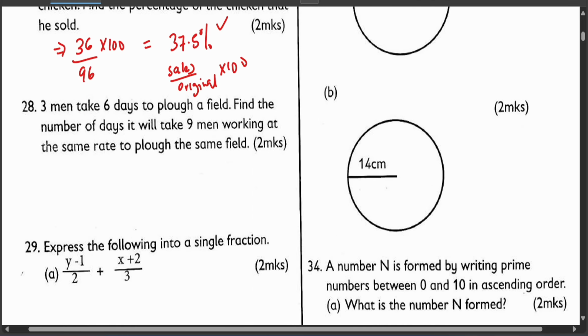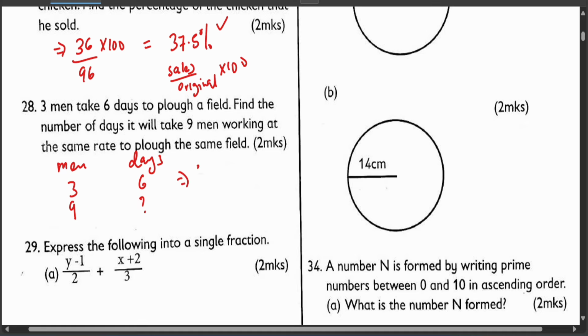3 men take 6 days to plow a field. Find the number of days it will take 9 men working at the same rate to plow the same field. So there are men and there are days. 3 men take 6 days. Now, what about 9 men? Very easy. So how will you answer?